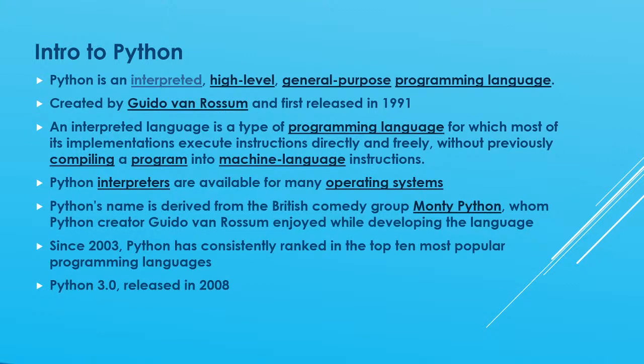Python is an interpreted, high-level, general purpose programming language. Heavy words, I agree, and you will come to know them in the coming lectures, wherein we will touch base on each of these topics over these 4 Sundays. It was created by Guido van Rossum and first released in 1991. An interpreted language is a type of programming language for which most implementations execute instructions directly as machine language instructions. So what does this mean?